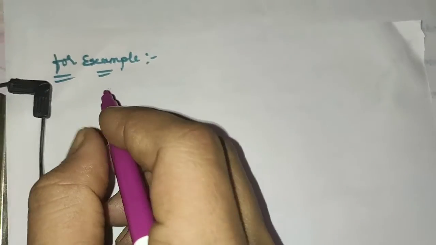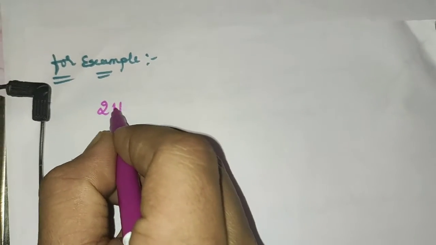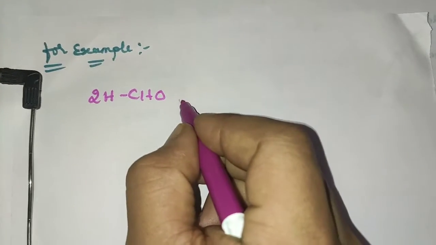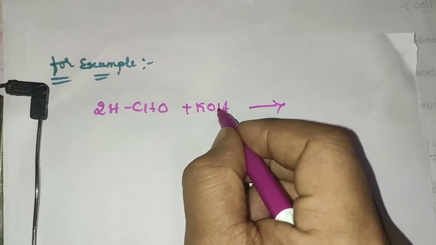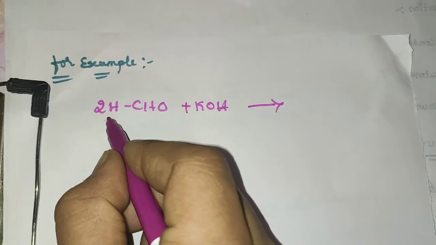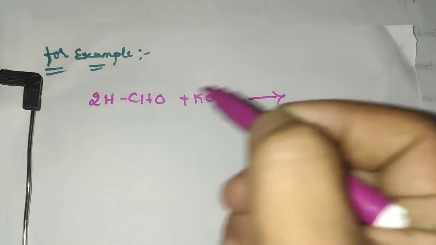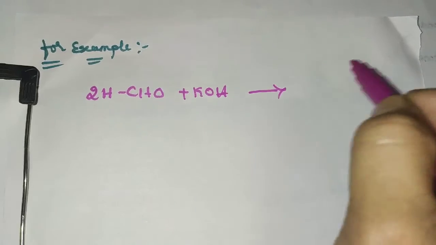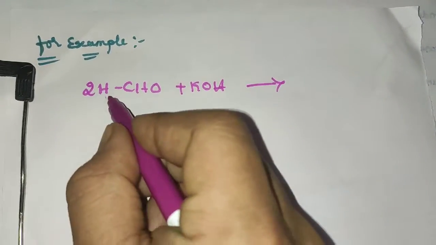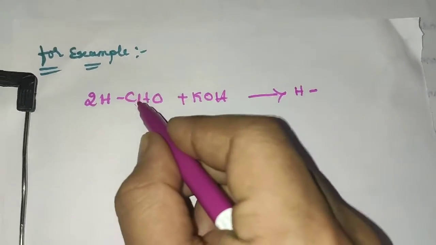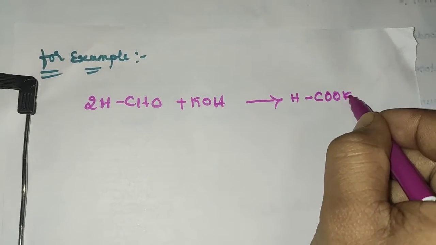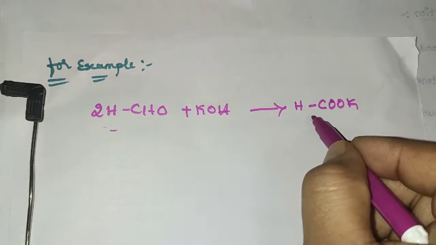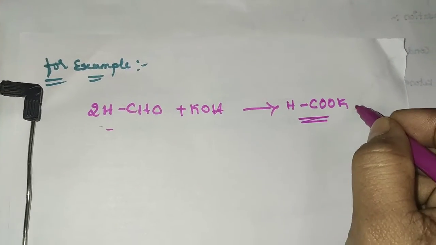So for example, the first type of reaction, whenever formaldehyde reacts with potassium hydroxide, what product will be formed? Similar to the previous reaction we have already learned, there is a formation of a salt of acid. So 2H is there, 1H we should take, then 1 carbon atom, and 2 oxygen atoms, then K. So HCOOK, this is the potassium salt of the acid.